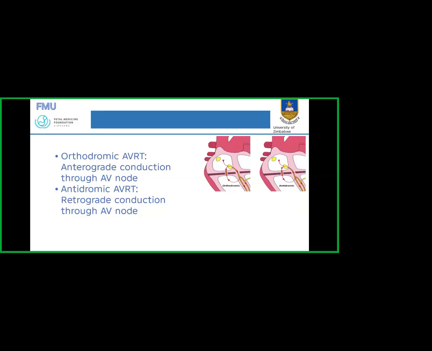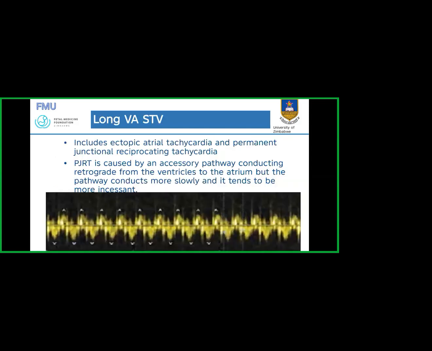So these are the accessory pathways that it can follow. We can have orthodromic, that is the anterograde conduction is through the AV node. Then we've got antidromic, where the retrograde conduction is the one that is through the AV node.